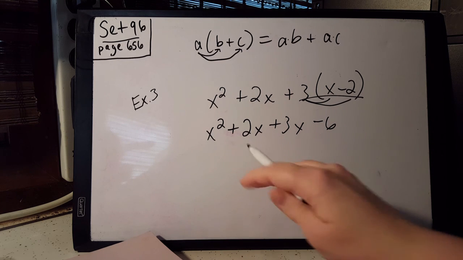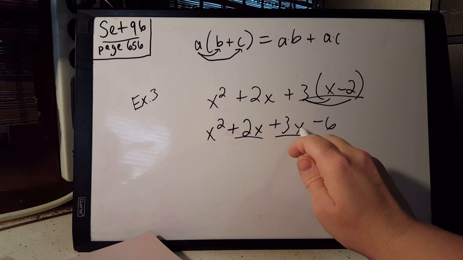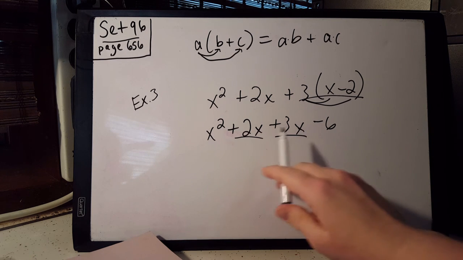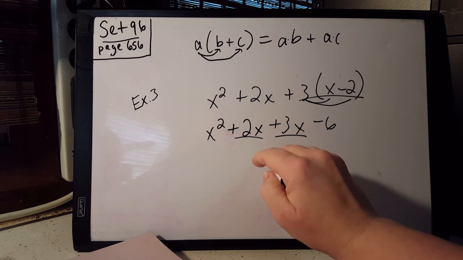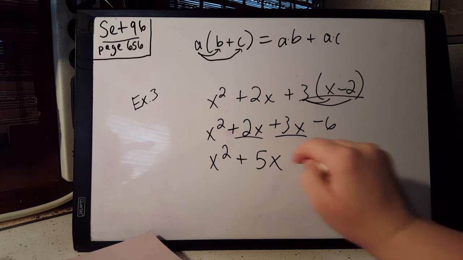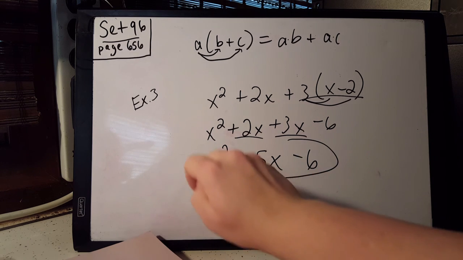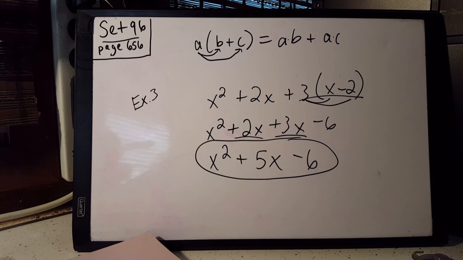Now that's a pretty simple form, but we can combine these like terms because both of these end in x. So 2x plus 3x would be 5x. And the rest is just brought down. Keep your pluses and your minuses. We can't simplify it any farther than that. So this is a correct algebraic expression.